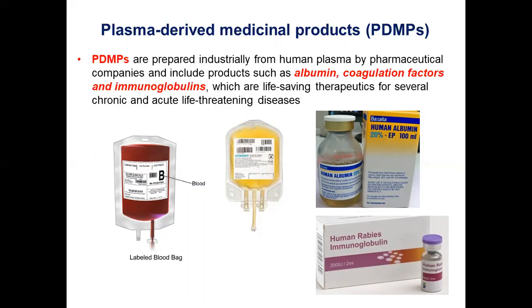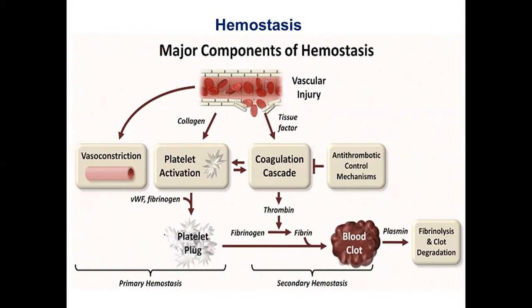Products that pharmaceutical companies prepare from human plasma, such as albumin, coagulation factors, and immunoglobulins, are called plasma-derived medicinal products. Hemostasis is the process that stops blood loss from damaged vessels. Hemostasis is a complex physiological process involving cells, especially platelets but also fibroblasts, soluble proteins such as coagulation factors and inhibitors, and insoluble extracellular matrix proteins.